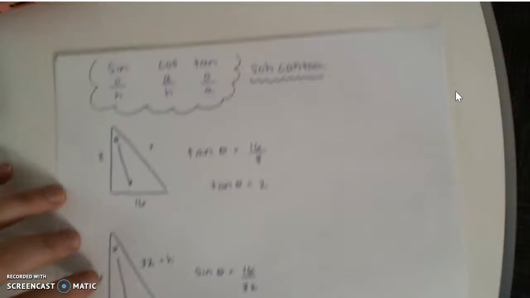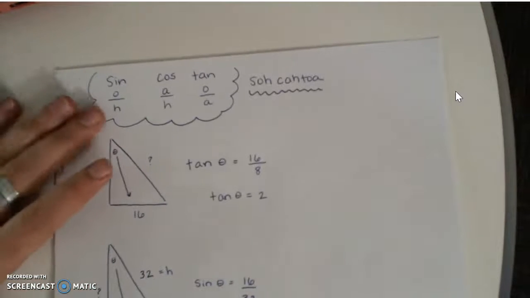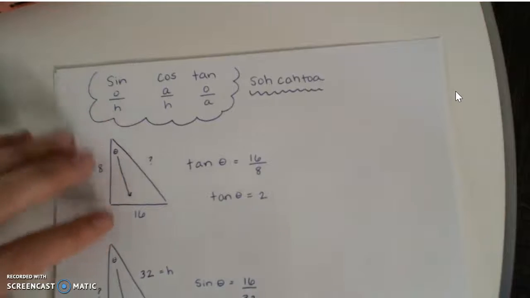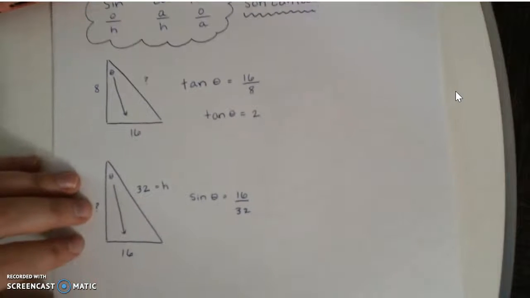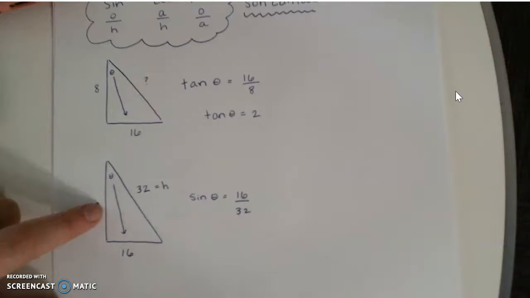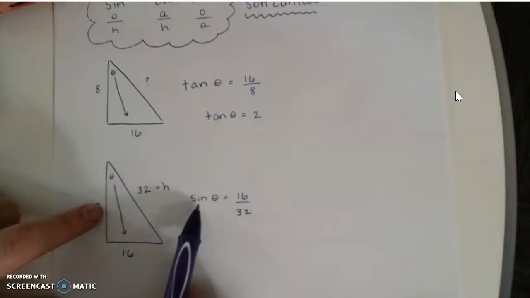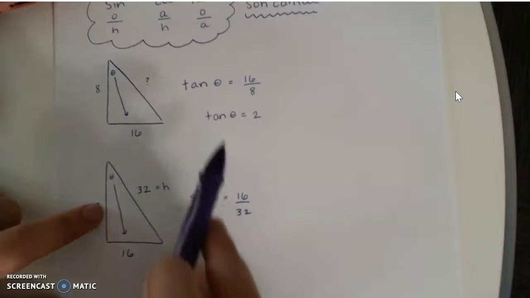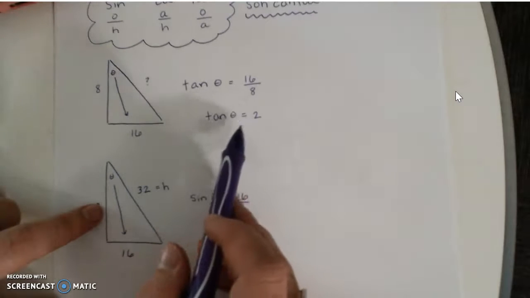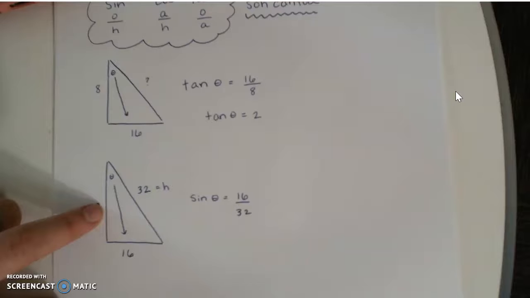So all we're doing is taking these identities that we learned in class today, and we are using them to find out each of these. Sine of theta equals 16 over 32. Tangent of theta equals 2. I decide which identity I'm going to use based on which sides I have. So let me do one with cosine.